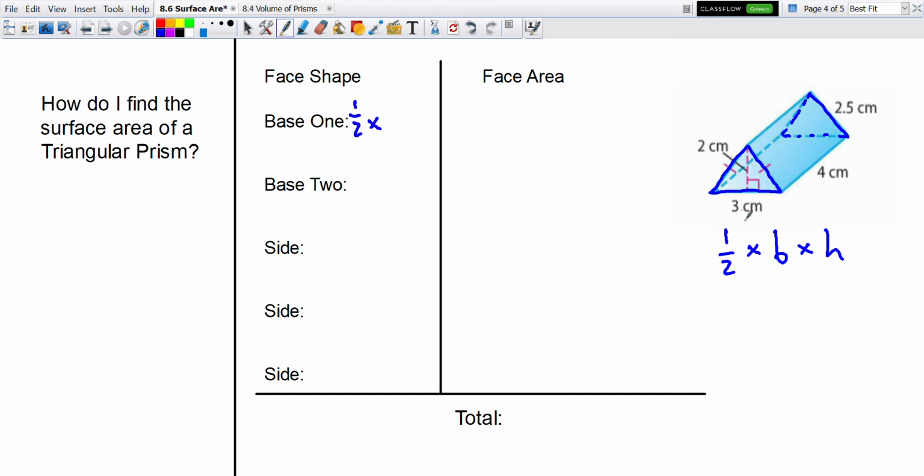So the base of this triangle is 3 centimeters across here. And the height, remember the height is the perpendicular height, meaning it's the one that's at a right angle, or a 90-degree angle. So it's going to be this height here, which is 2 centimeters. And like I said, it'll be the same on the back triangle because they're the same dimensions. And 1/2 of 3 times 2, or 1/2 of 6, is 3.